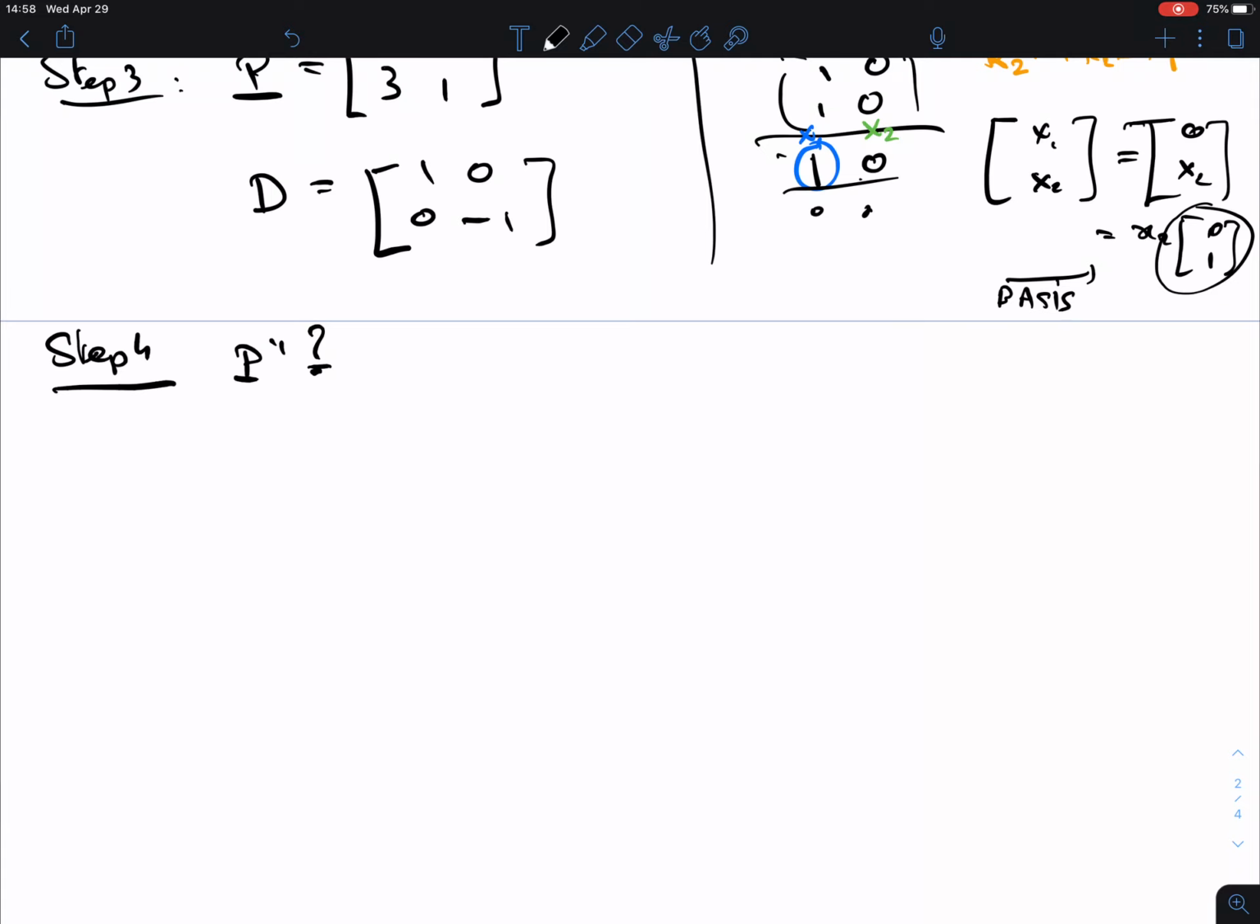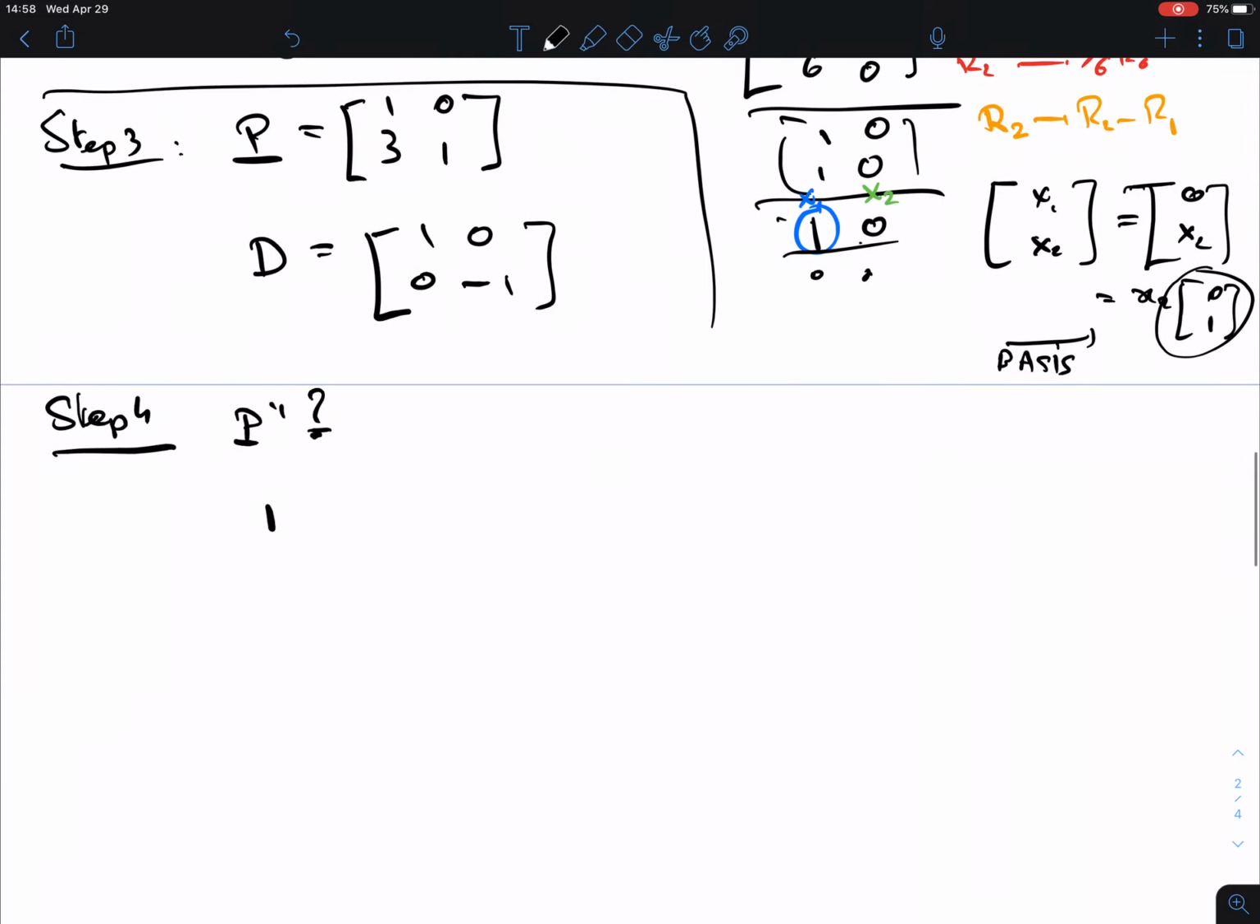Yeah, so how do you do this? We start with the original P, 1, 0, 3, 1. Oh, no, P inverse, that's what I'm doing. You can do it this way, of course, but sorry, I was thinking about something else. Come on, how do you do the P inverse? How do you do the inverse of a 2 by 2 matrix? We know what to do.